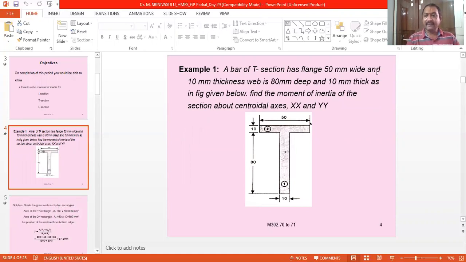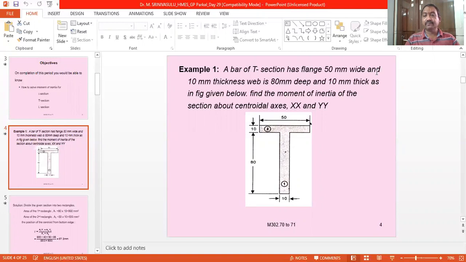This is a problem on the T section. First take the figure. A T section is having a horizontal flange and a vertical web. Here the flange is 50 by 10 and the web is 80 by 10. So this is the T section.